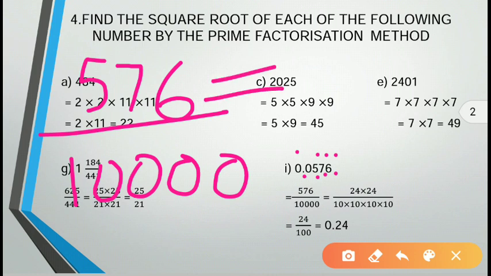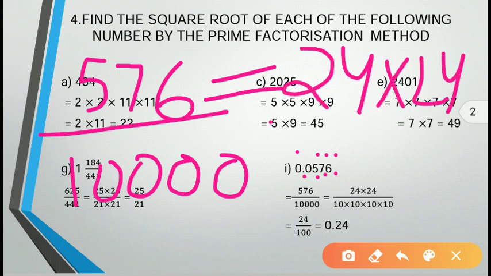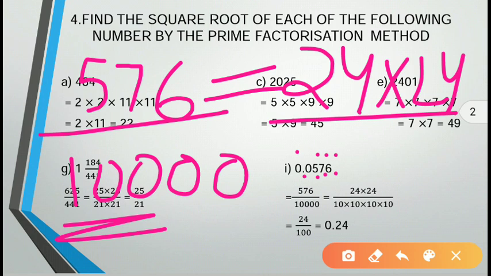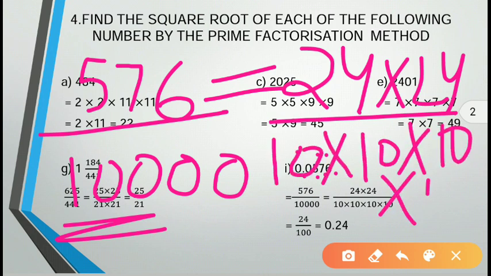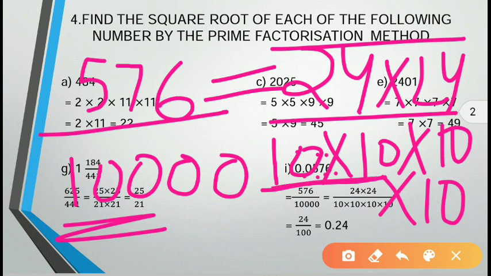Now you can easily factorize the numerator and then the denominator. When you factorize 576, you will get 24 into 24. And the denominator can easily be factorized. This will give you 10 into 10 into 10, and again one more 10. Clear? Now here you can make the pairs.